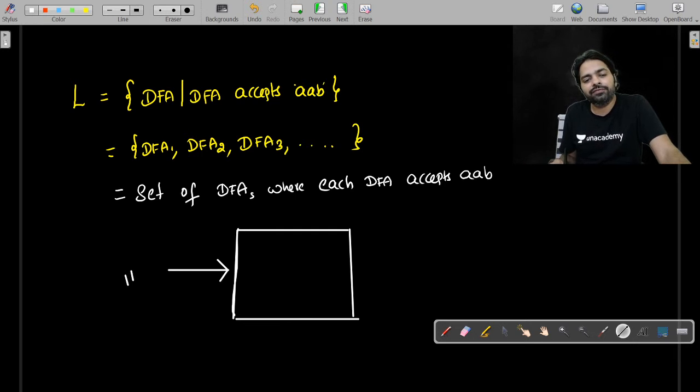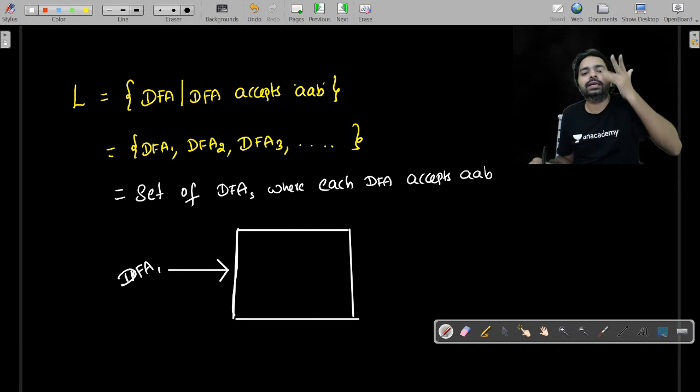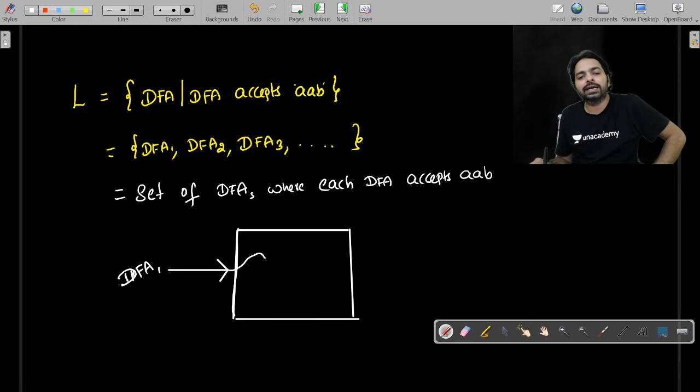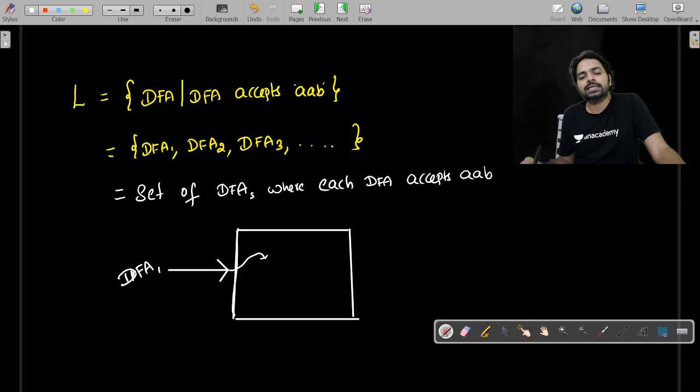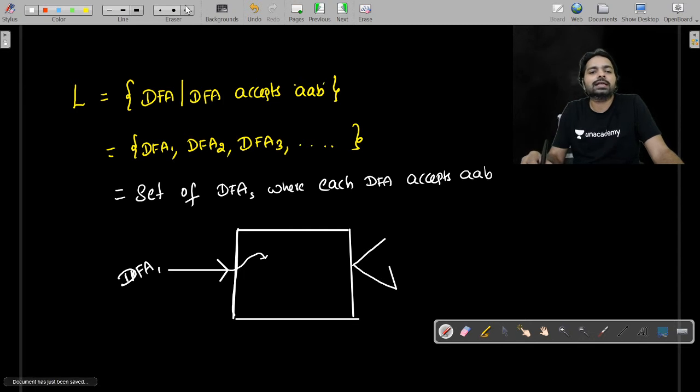If you give any DFA here as an input, like DFA1, DFA2 and so on, it can understand whether it accepts AAB or not, because if it halts at final, it accepts. If not, it will not. So it can say that DFA1 is a valid member or not, right? It can say something to you.